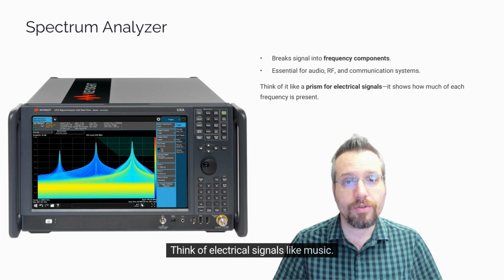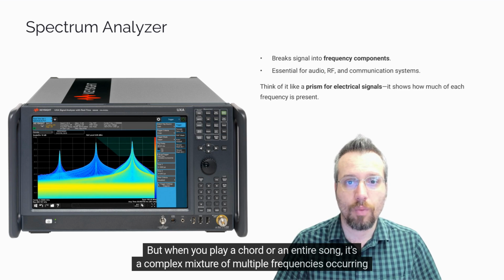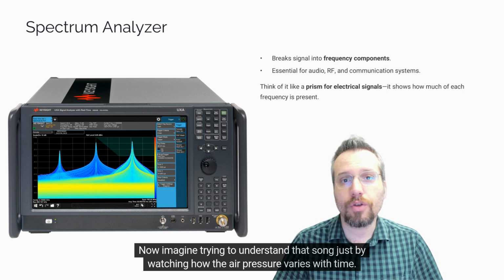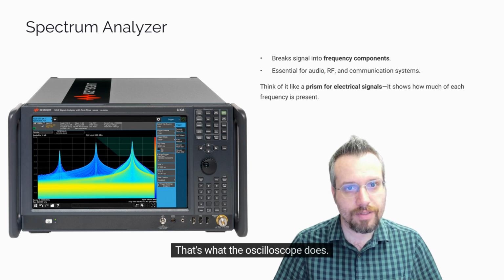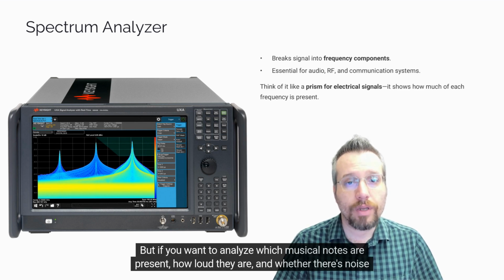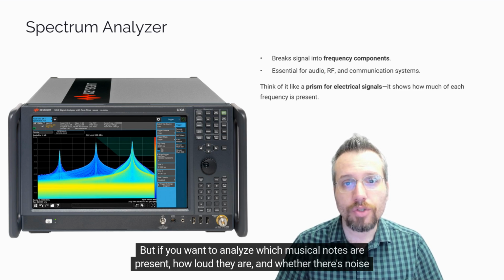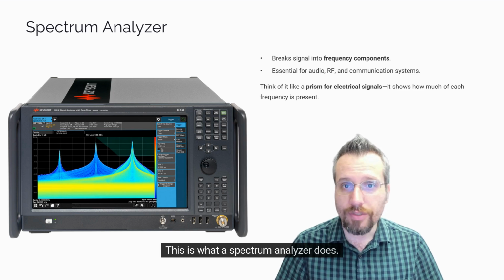Think of electrical signals like music. A single note is a pure sine wave. But when you play a chord or an entire song, it's a complex mixture of multiple frequencies occurring at once. Now imagine trying to understand that song just by watching how the air pressure varies with time. That's what the oscilloscope does. But if you want to analyze which musical notes are present, how loud they are, and whether there's noise or distortion, you need to break it into its frequency components. This is what a spectrum analyzer does.